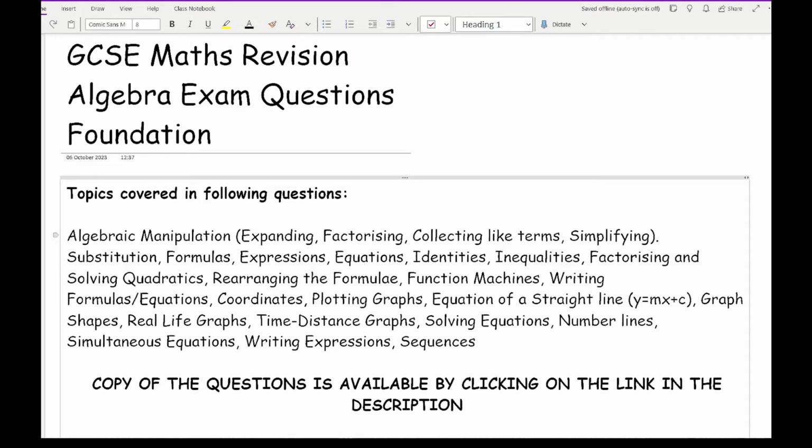In terms of what's covered in this particular audit, you're looking at algebraic manipulation, so expanding, factorizing, collecting like terms and simplifying. You're looking at substitution, formulas, expressions, equations, identities, and knowing what they are as well as working with them. Inequalities, factorizing and solving quadratics, rearranging the formula, function machines, writing formulas and equations, coordinates, plotting graphs, writing the equation of a straight line or y equals mx plus c, graph shapes, real life graphs, time distance graphs, solving equations, number lines, simultaneous equations, writing expressions and sequences.